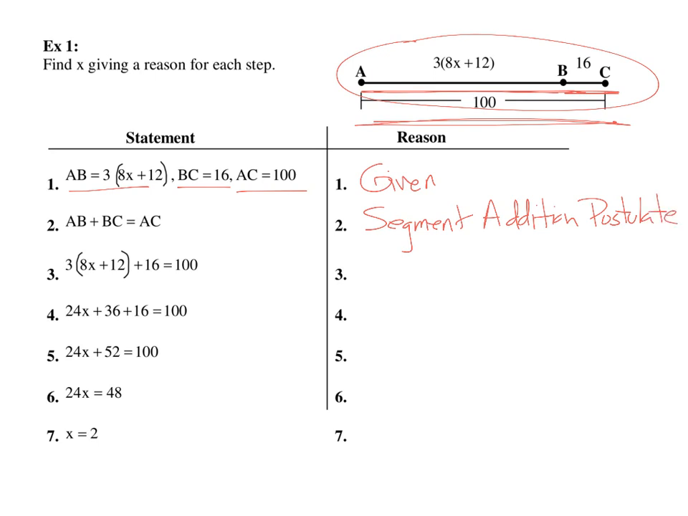Then it says this here. We have this equation. Now where did that come from? Okay, well, we know AB is equal to 3 times 8x plus 12. We know BC is equal to 16. And we know AC is equal to 100. So all we did there was use the substitution property.